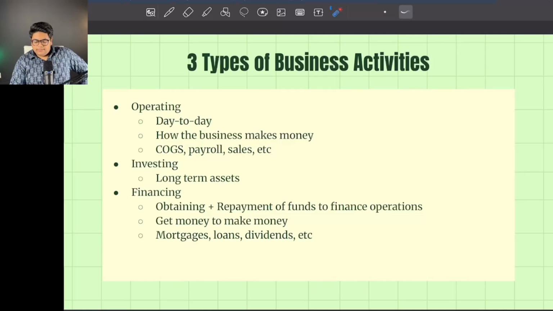This will come up in the cash flow statement. So again, this is just an introduction. Chapter 13 will go in-depth into all of these. Investing is for basically long-term assets. Operating is for current assets and current liabilities, whereas investing is for long-term assets.